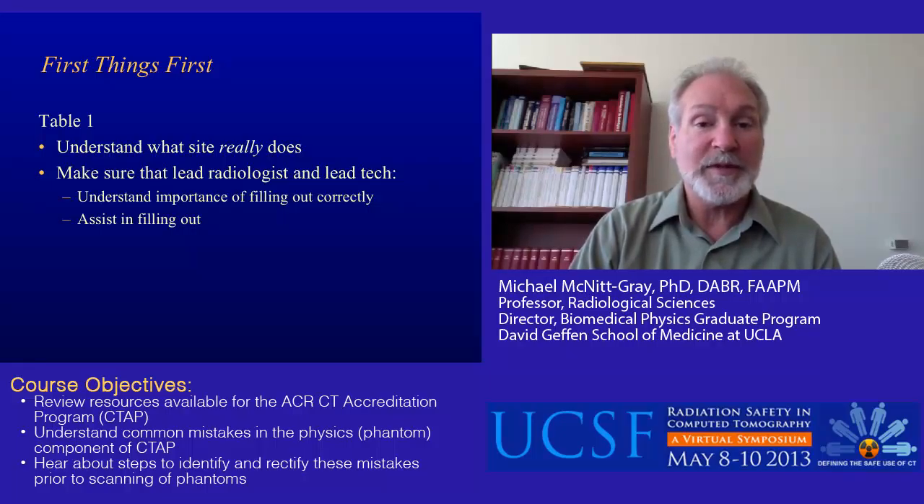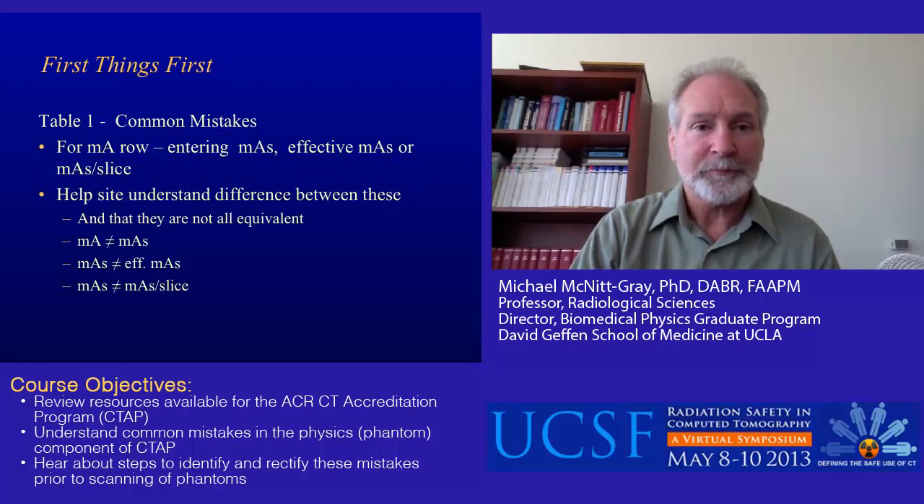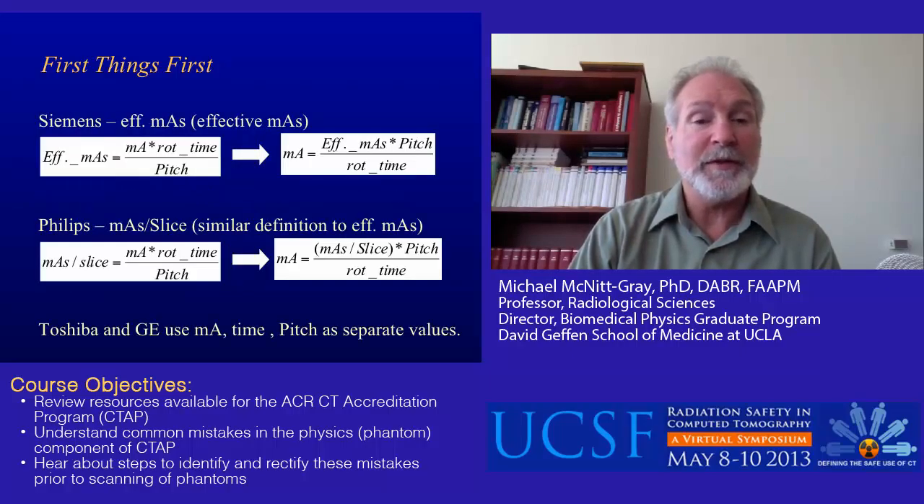So first, the goal is to understand what the site really does in their clinical protocols and make sure that's filled out correctly. Some of the common mistakes specifically are there's a row in the table for MA, and what sometimes sites do is enter MAS or the term effective MAS or MAS per slice, which I'll define in the next slide. So the physicist should help the site understand the difference between these and that they're not all equivalent, that MA and MAS are not the same, that MAS and effective MAS are not the same, and similarly with MAS per slice.